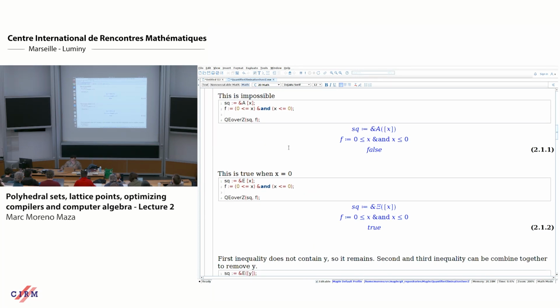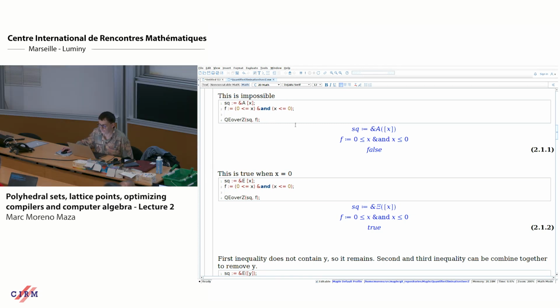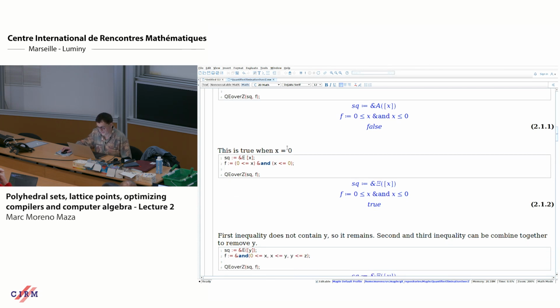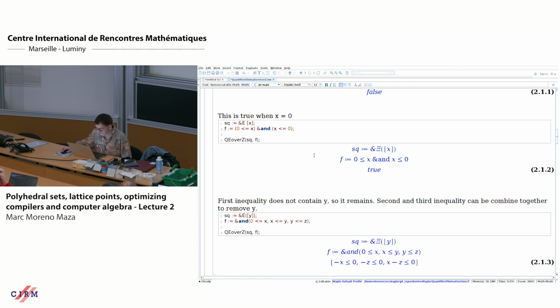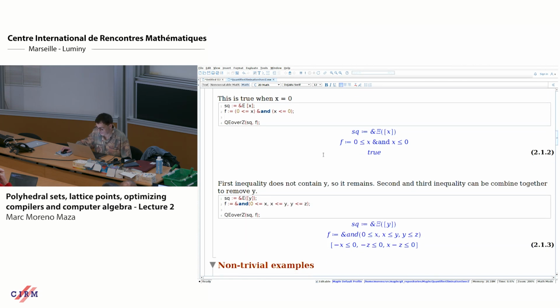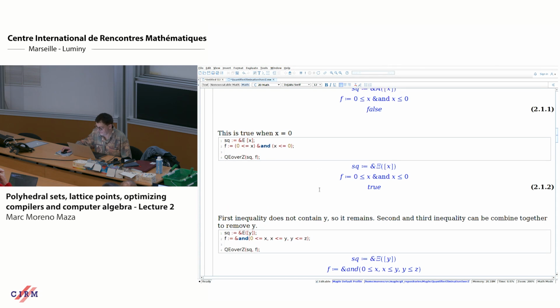First, I have some trivial examples, but they are good to show the input format. That's the same as for other packages in Maple for doing quantifier elimination, so the same type of notation. SQ is the sequence of quantifiers, F is the quantifier-free formula. For the moment, the command has a simple name, but later on it should have a better name. Okay, so these are just some simple examples to understand what things look like.